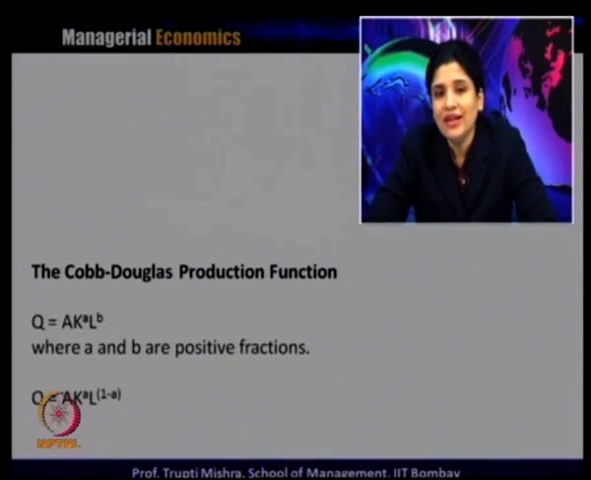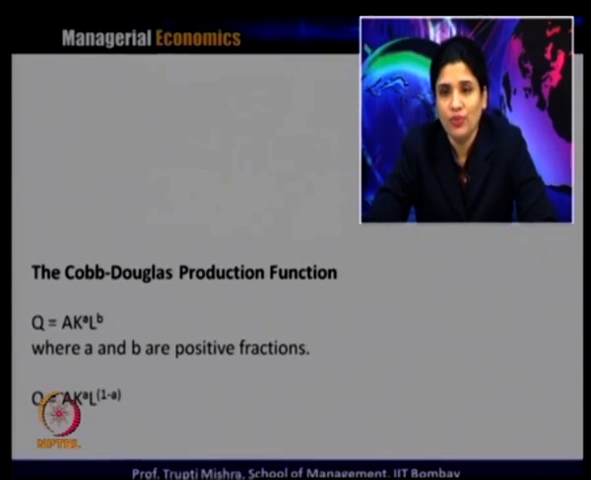The Cobb-Douglas production function takes the form Q, that is output, equals A K to the power a and L to the power b, where a and b are positive fractions, and K is the capital and L is the labor. Alternately, we can take L to the power 1 minus a, because a plus b has to be equal to 1.